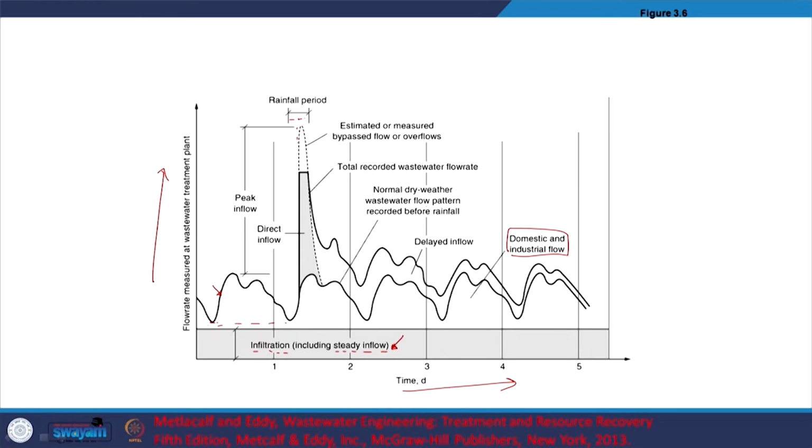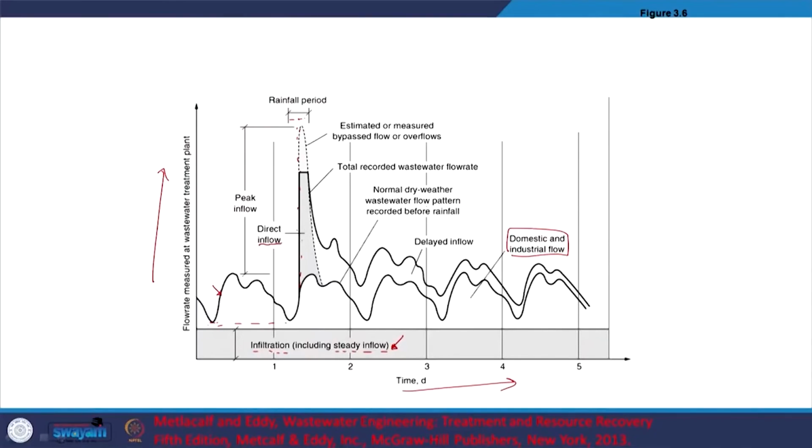So that's why you see that just after this rainfall period, you see a considerable spike in your flow into the wastewater treatment plant, and typically all this waste is relatively diluted. So typically people just let it flow out if the concentrations are within the thresholds. And what do we have? These we classify as direct flow coming into the relevant drains. Obviously, general information out here: total recorded wastewater, and estimated or measured bypass flow or overflow. So that's a different aspect.